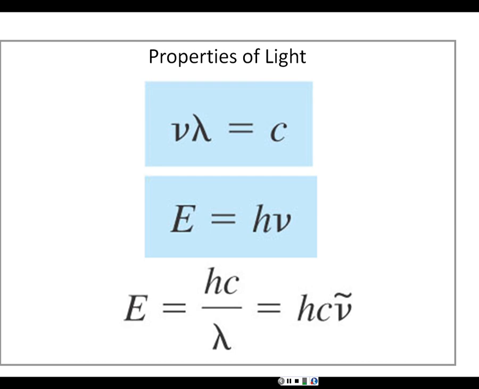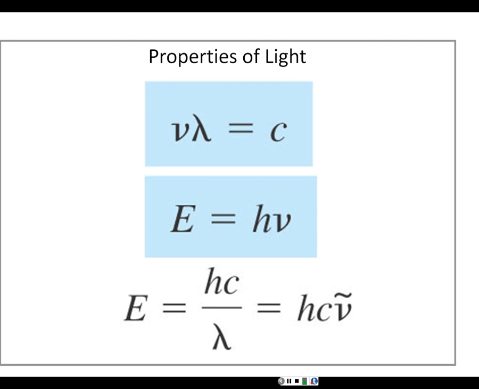So with frequency, or nu, we're looking at how often or how fast a given wave passes a fixed point in time. Lambda is the length of the wave, or the distance between equivalent points on adjacent wavelengths. So from the top of the peak to the next top of the peak would be a wavelength.